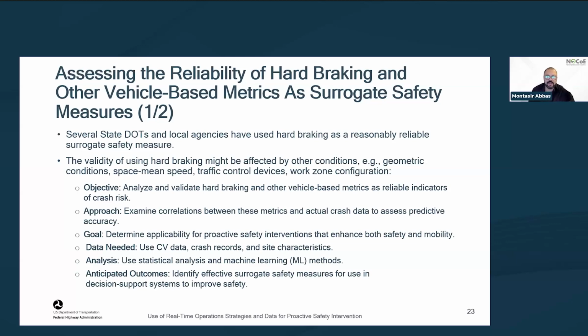So the objective is to analyze and validate hard braking and other vehicle-based metrics as reliable indicators of crash risk. The approach is to examine correlation between those metrics and actual crash data, and the goal is to determine applicability for proactive safety intervention that enhances both safety and mobility. Let's go to the next one.